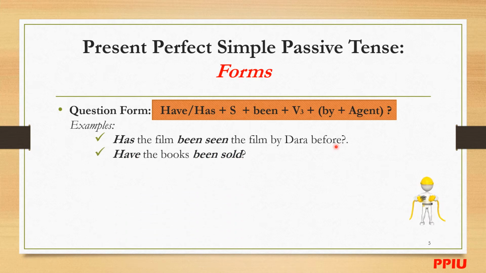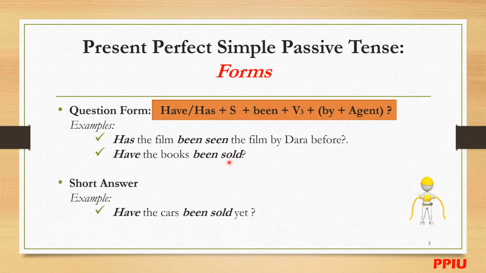The second example, have the books been sold? Have the books been sold? The same thing, we just move have to the beginning, and the sentence should become the question form in here. Okay, it also can be answered with a short answer.